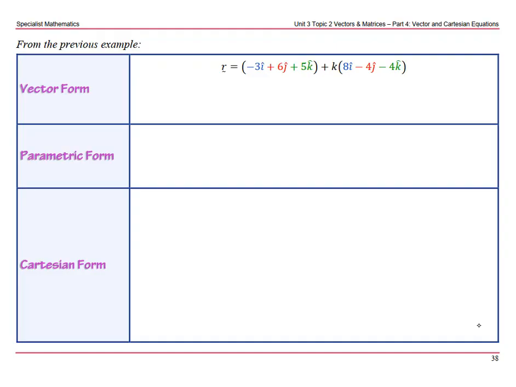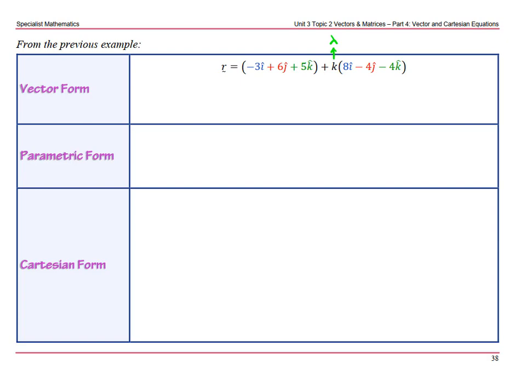So let's just reinforce the difference between vector form, parametric form, and Cartesian form. And I'm using the previous example to do this. So firstly, we have r equals -3i + 6j + 5k + k lots of 8i - 4j - 4k. Really don't like the use of the k, but it's on the formula sheet. I personally would be using lambda. But anyway, we will go with what's on the formula sheet.